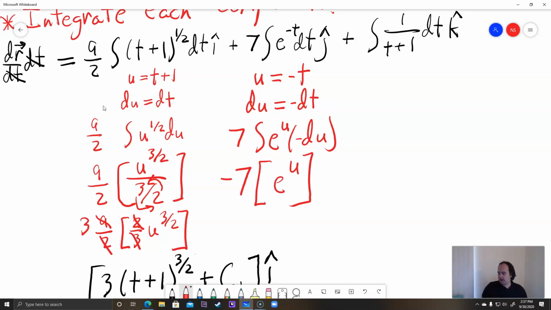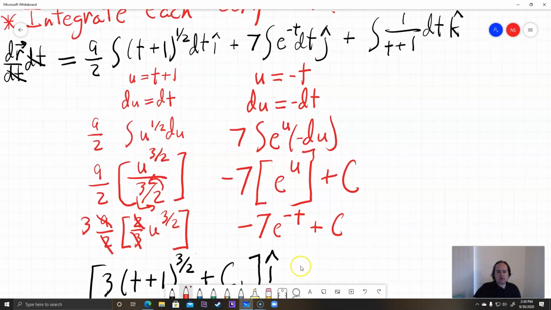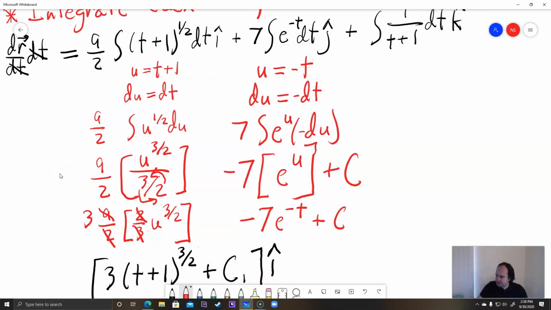All right, and before I forget, I'm going to go ahead and write my plus c after that. So I should be writing a plus c. Okay? And remember, you can't leave it in terms of u. You have to plug back in the original variable. So plugging back in negative t, we're going to actually have -7 times e to the negative t plus c. And since we called the other one c1, we're going to call this one c2. So this one's going to be plus c2.